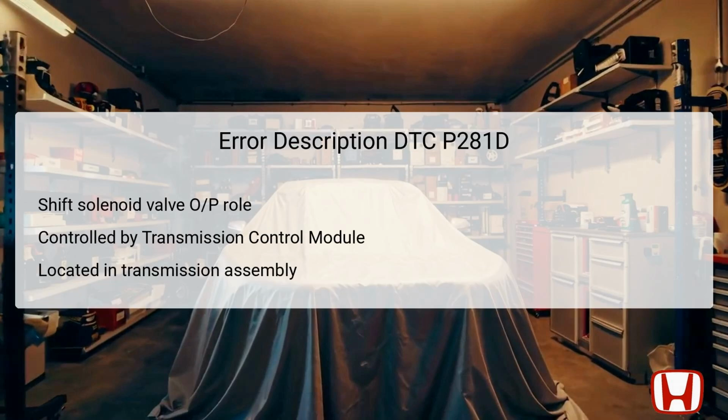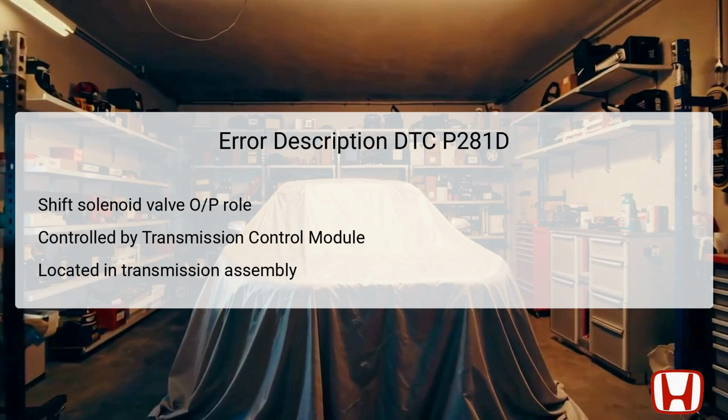The shift solenoid valve OP is essential for correct transmission operation in the Honda Civic from 2016 to 2021. It modulates the flow of transmission fluid by turning on and off based on commands from the TCM, which is not just responsible for initiating gear shifts, but also for maintaining appropriate pressure levels. The solenoid is located within the transmission, where it interacts directly with the transmission fluid pump.